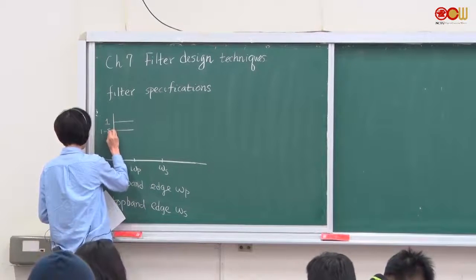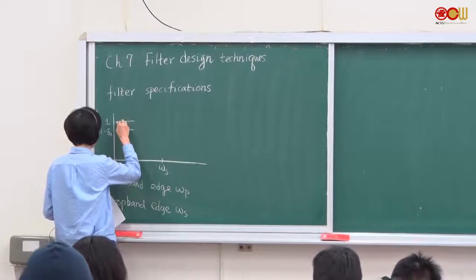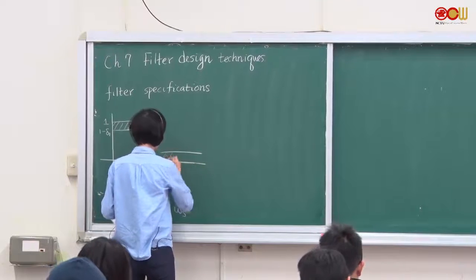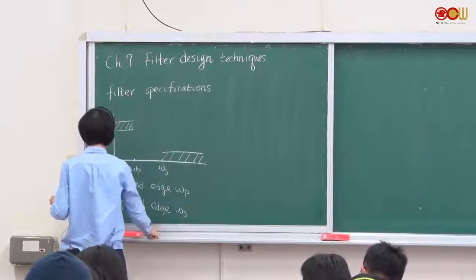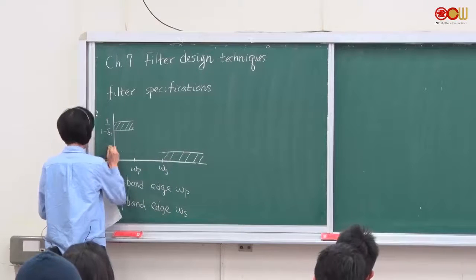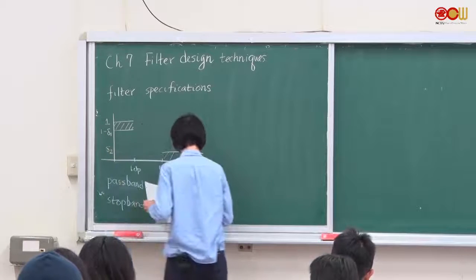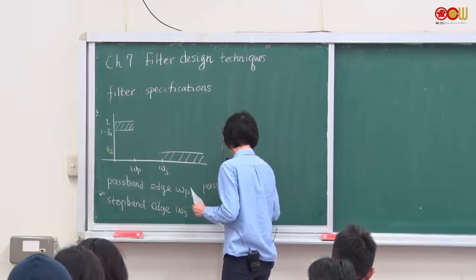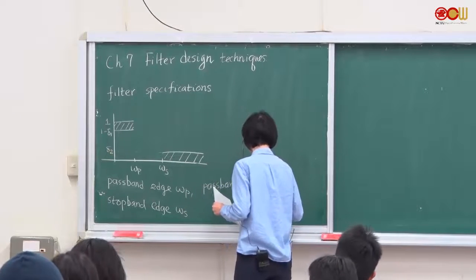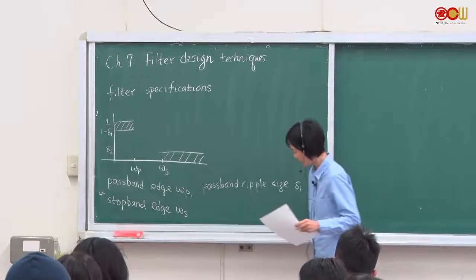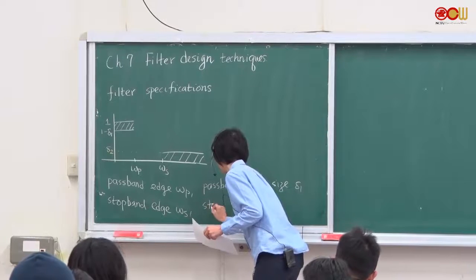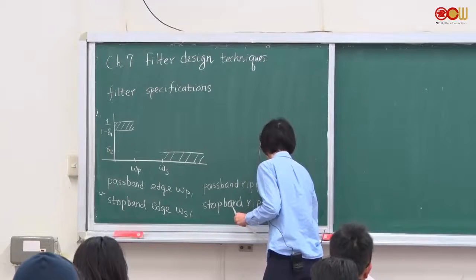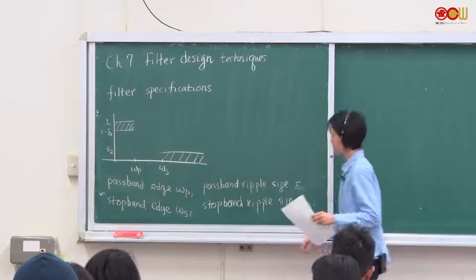And then in the passband, this is where our filter is going to be, and in the stopband, this is where our filter is going to be. Right here, this is called omega 2. And there is something called passband ripple size, that will be delta 1, and there is a stopband ripple size, delta 2. Okay.